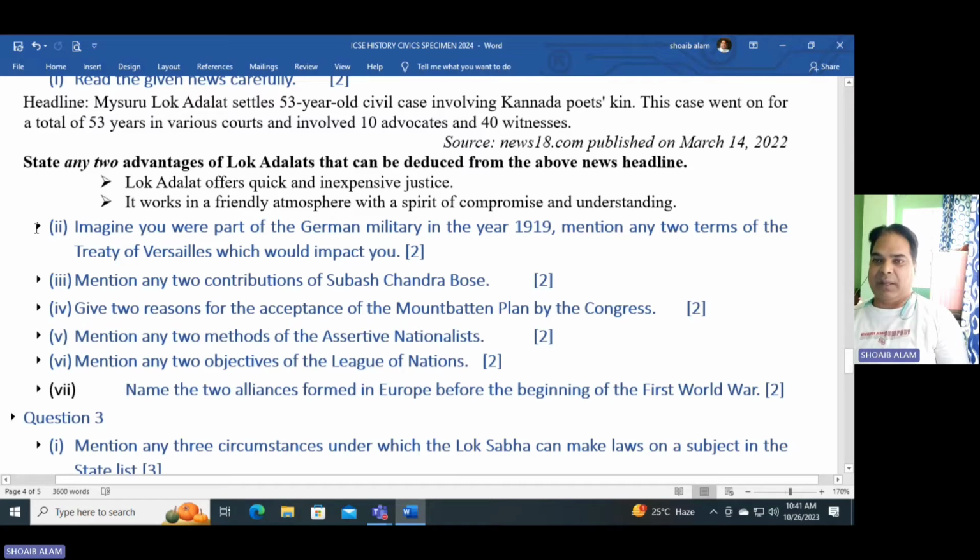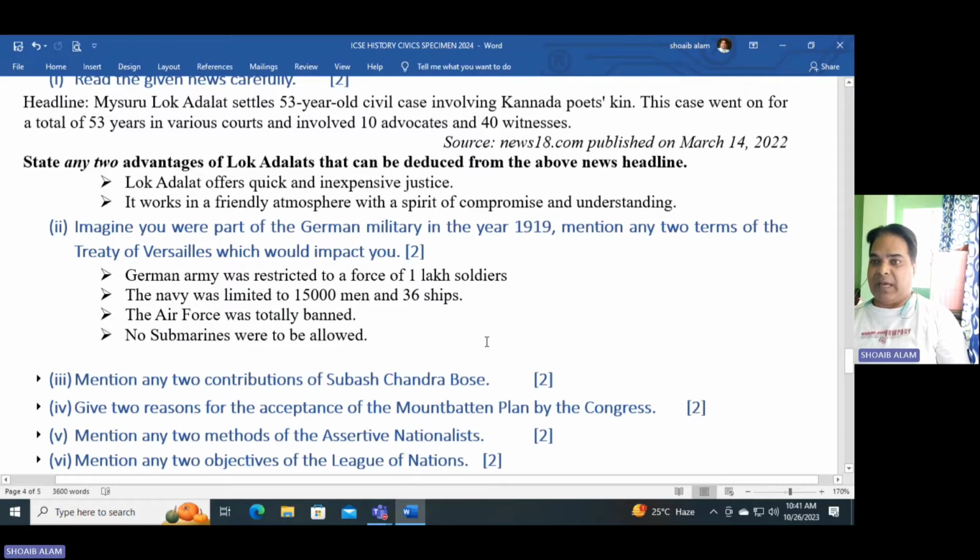Now next one. Imagine you are a part of the German military in the year 1919. Mention any two terms of the Treaty of Versailles which would impact you. The German army was restricted to a force of 1 lakh soldiers. The navy was limited to 15,000 men and 36 ships only. The air force was totally banned. Submarines were not allowed. These were the ones which would impact a member of the German military.